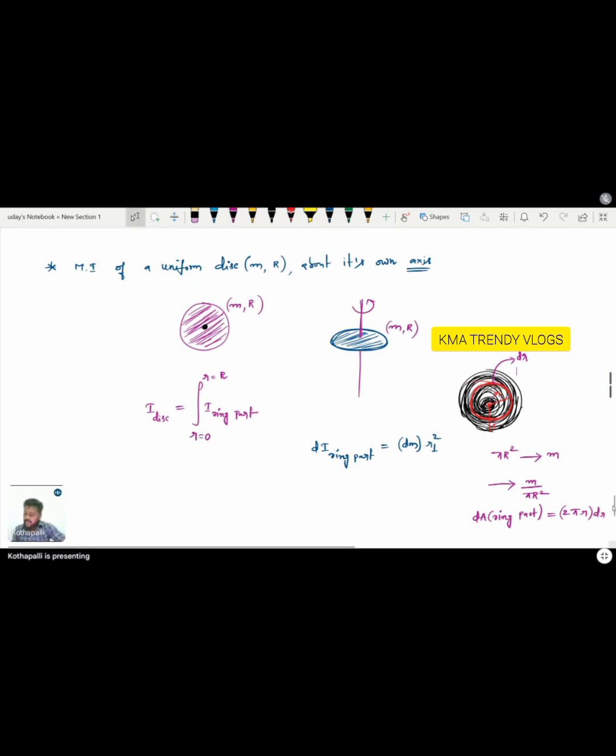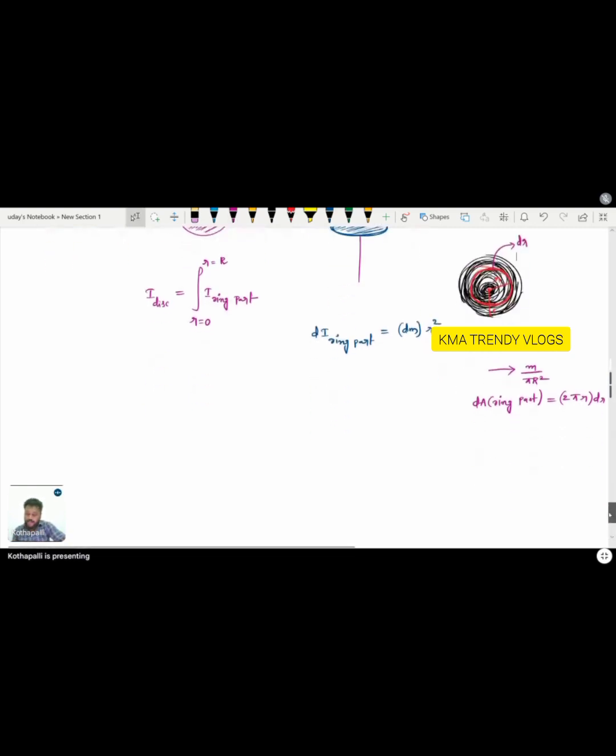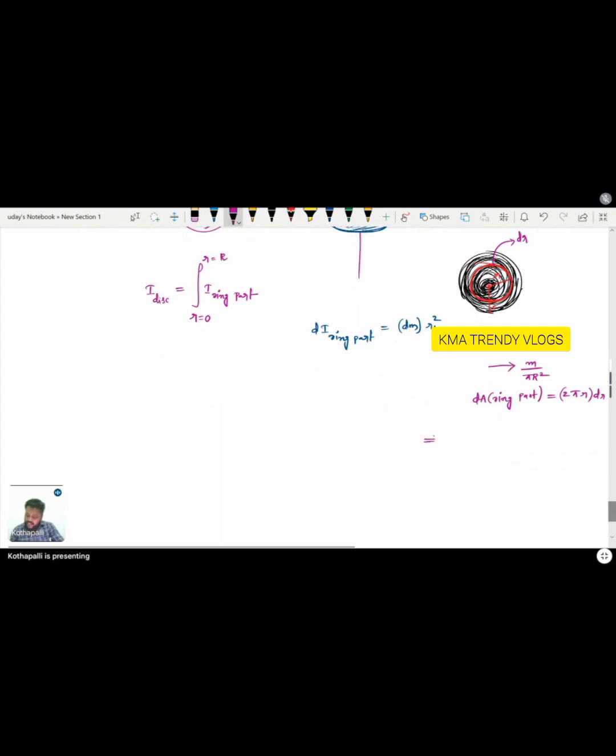So in unit area, M by pi R square amount of mass is there. Then in this ring area, how much mass will be there? M by pi R square into 2 pi r into dr. So pi and pi will get cancelled. So the mass of the ring part is 2M into r dr divided by R square.